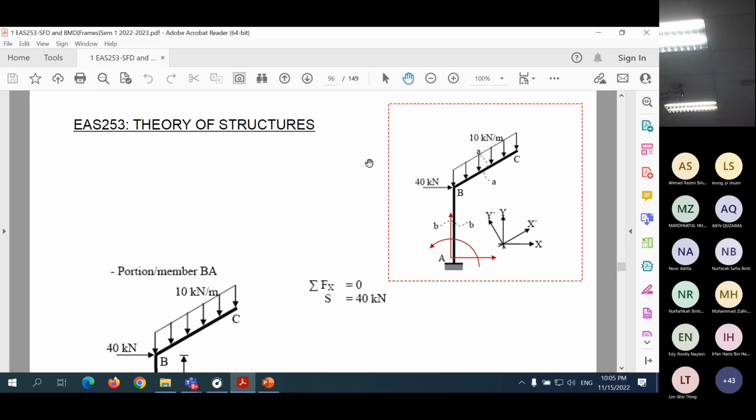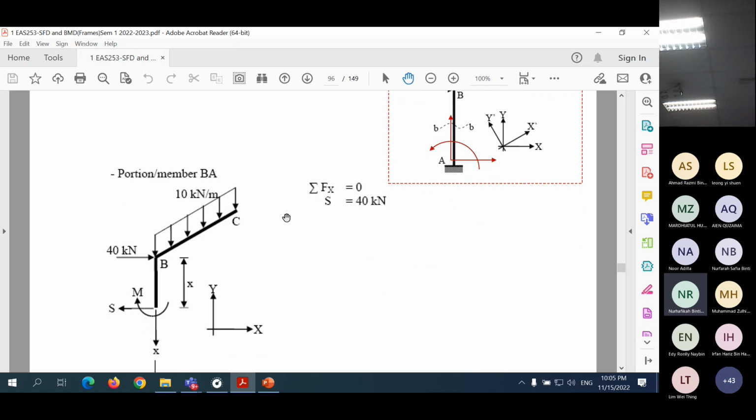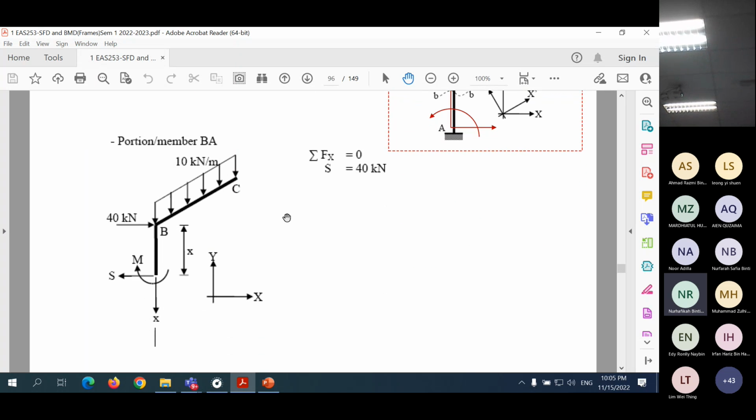Now we come to this member here. So we cut here, then we make use of this free body diagram, because we do not need to calculate the reaction force. We cut here, we make use of this. So that is the next step. And that is the free body diagram. The loading is in the vertical direction. We show it in the vertical direction.